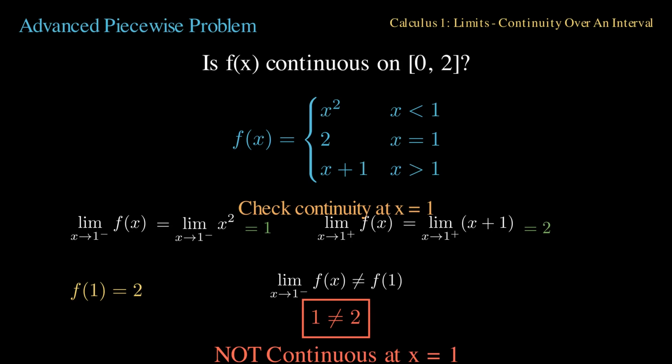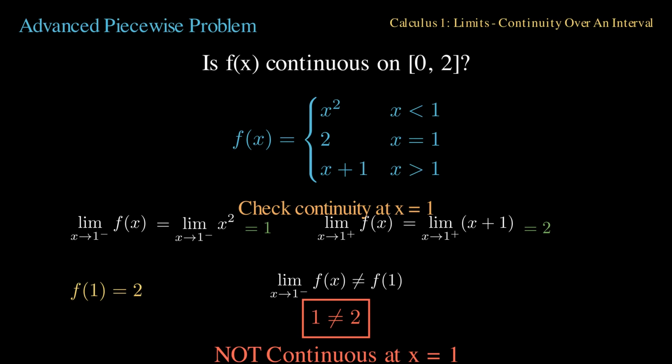The limit from the left is limit as x approaches 1 from the left of f of x. This equals limit as x approaches 1 from the left of x squared. Thus, we find it equals 1. Now, the function value at x equals 1 is f of 1. We find f of 1 equals 2.